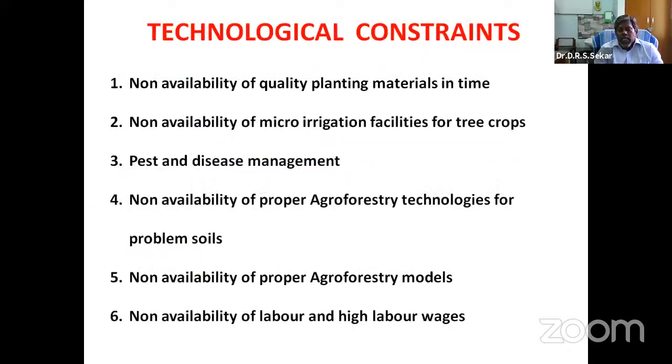The technological constraints, as we know: the non-availability of quality planting material in time. It may be available, but in time it is very difficult, and this is one of the key areas of technological constraints. Non-availability of micro irrigation facilities for tree crops. They are looking particularly for subsidies, as are given for other crops. Pest and disease resistance management is one of the issues.